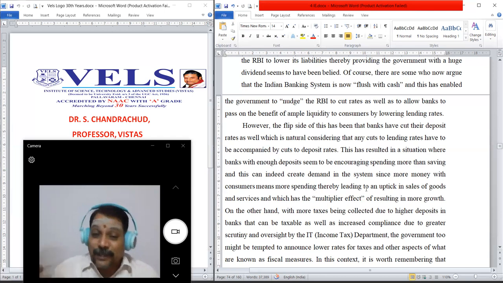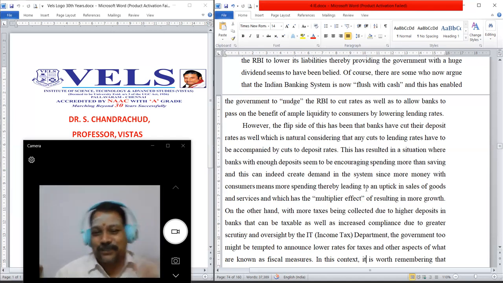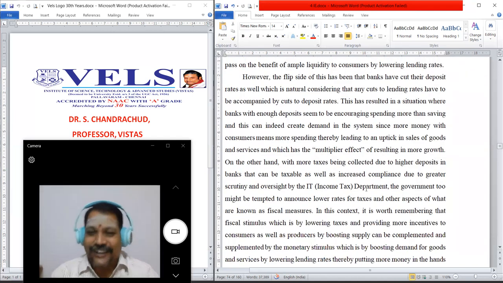So this multiplier effect will also play around, which results in economic growth, but along with the inflationary situation. This is one side. On the other side, more taxes being collected and a higher deposit with a bank will change the repo rate in a different way. The income tax department finds it difficult to levy the tax under the scrutiny of this particular system, because we have already imposed a particular system of tax called GST, and demonetization was also made.